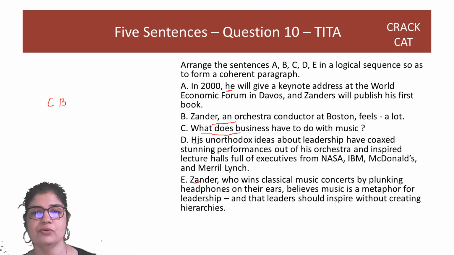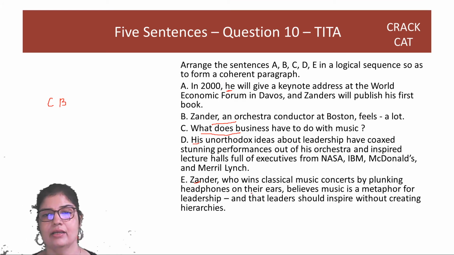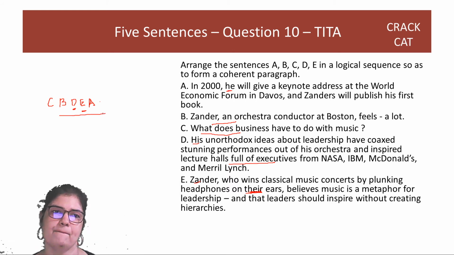Okay. Now, if you read E, you have to be careful, guys, and type in the answer, right? You have to read everything carefully. There's no magic pill where looking at the start will get you an answer. On their ears, whose ears? The ears of executives. So you should have E following D because it's the ears of executives, right? And executives are here. And then finally concluding that he will publish his first book. Right?